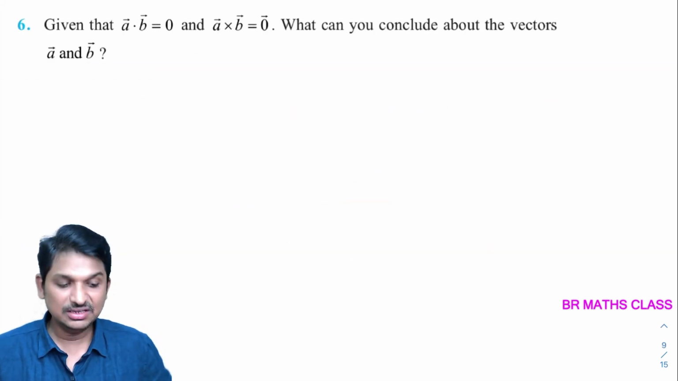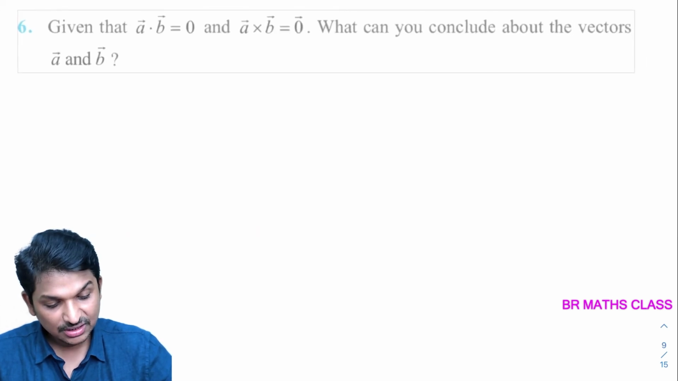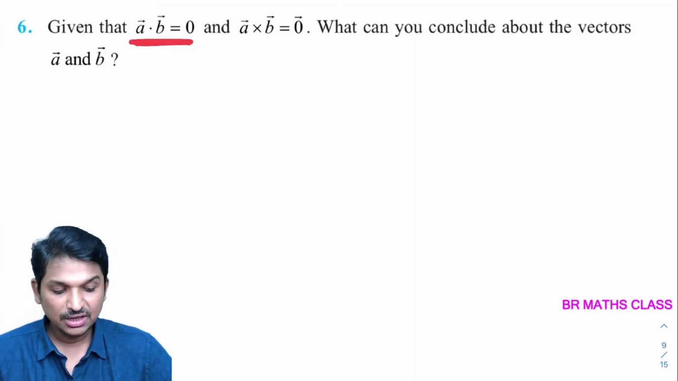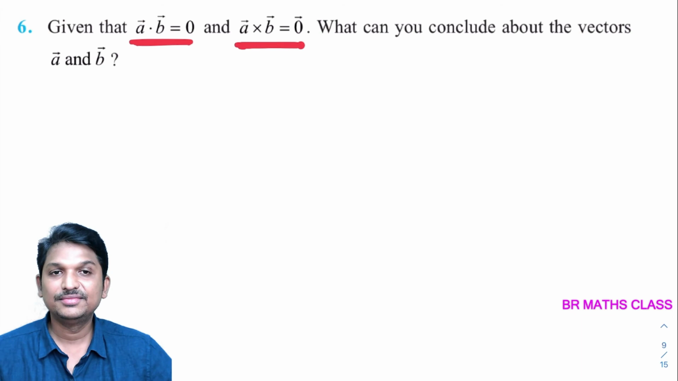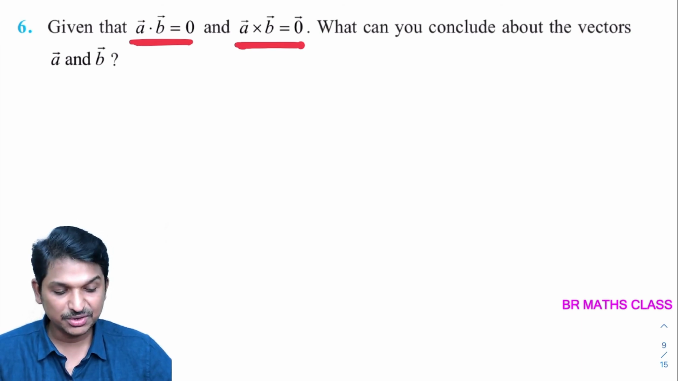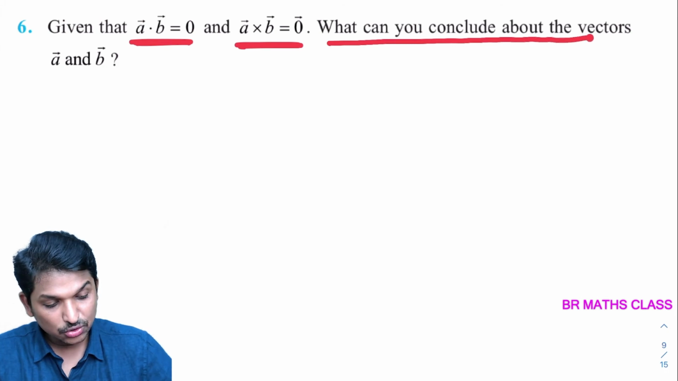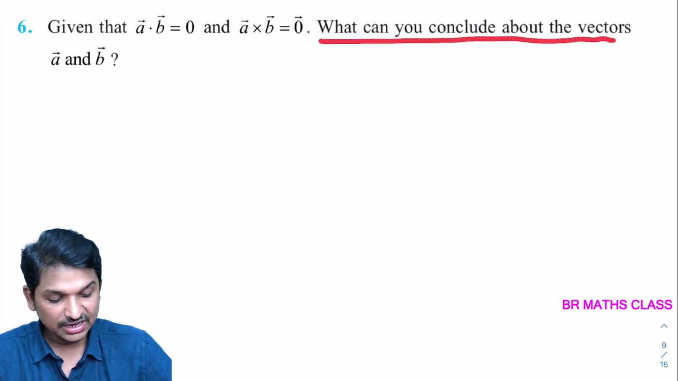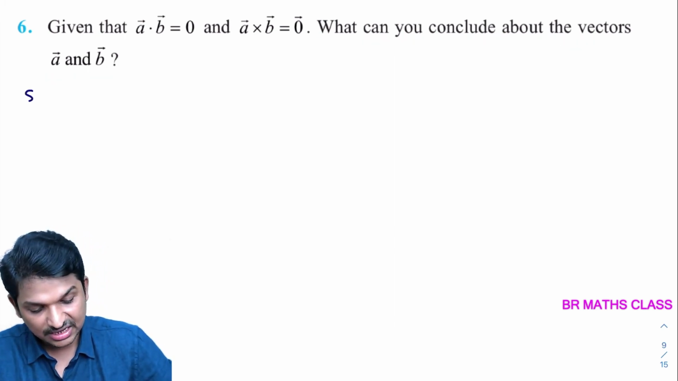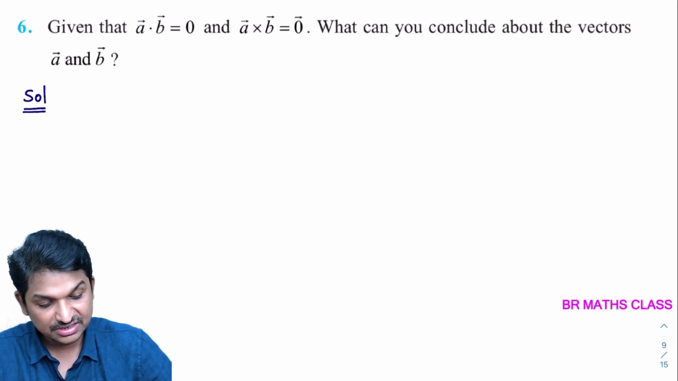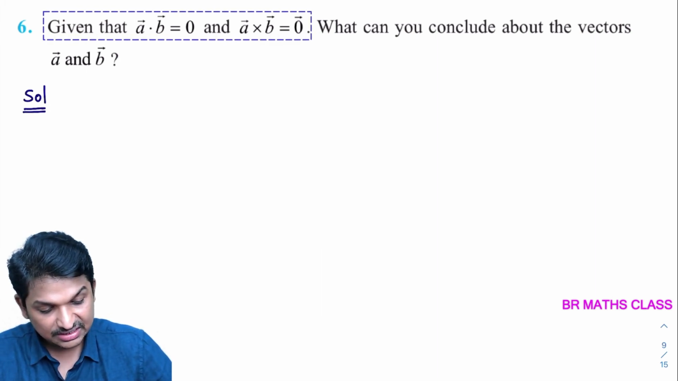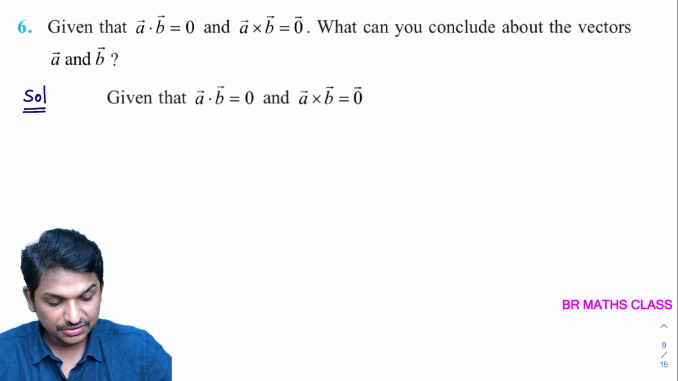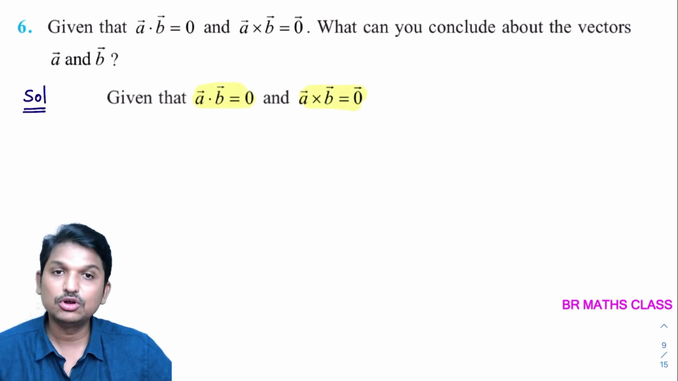See this. What are they asking in this question? Here it is given that a bar dot b bar equals 0, and a bar cross b bar equals 0 bar. What can you conclude about the vectors a bar and b bar? They are asking what you can conclude about the vectors a bar and b bar. First, what is given? Given that a bar dot b bar equals 0 and a bar cross b bar equals 0 bar.